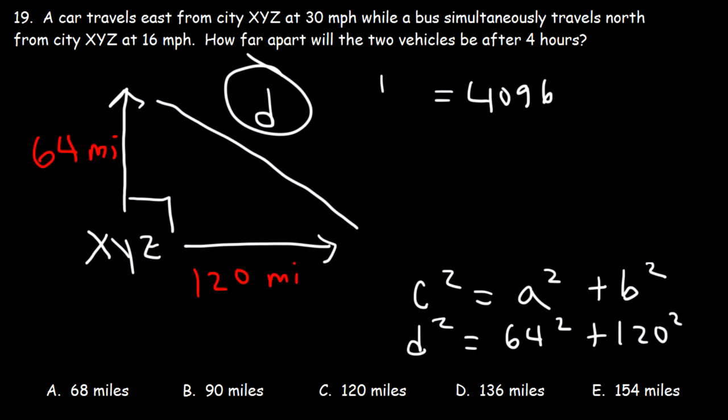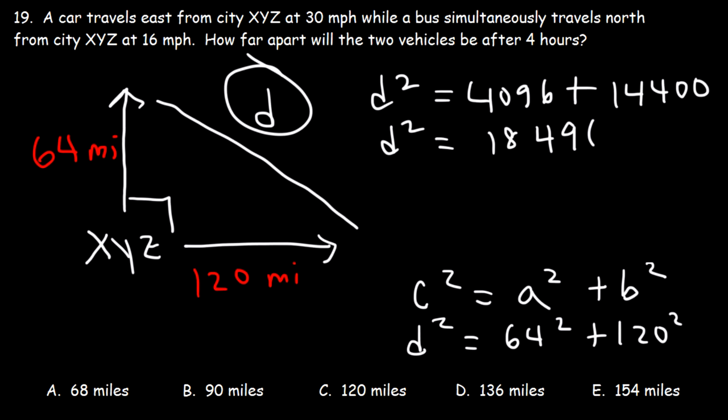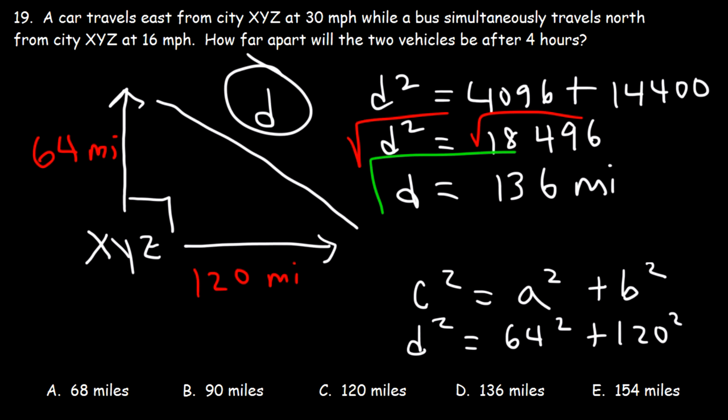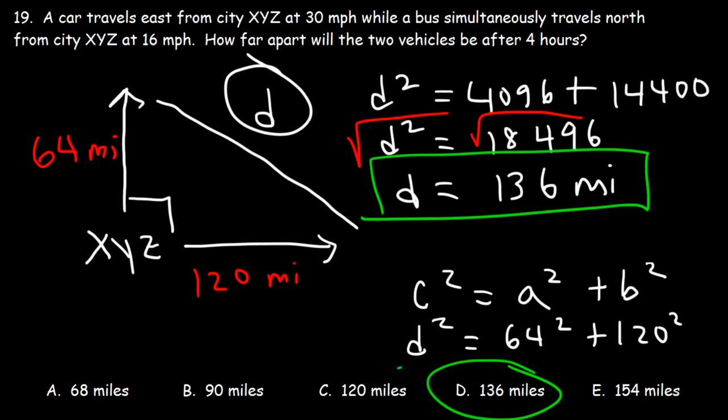4,096. And 120 squared, that's going to be 14,400. So now let's add these two values. So this is going to be 18,496. So now we could take the square root of both sides, and this will give us the distance between the two cars, which is 136 miles. So therefore, answer choice D is the right answer.